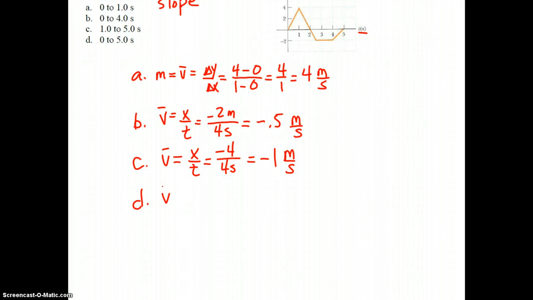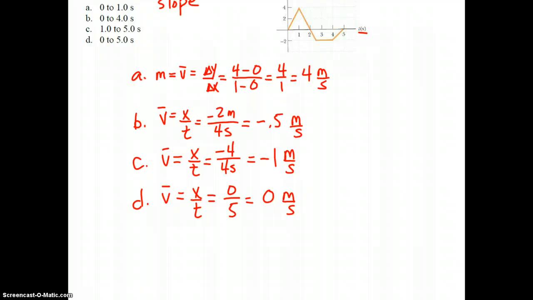And lastly in D, we're asked to do from 0 to 5 seconds. Again, we're doing the same thing here because we don't have a straight line the whole way. So from 0 to 5 seconds, we have no displacement during the 5 seconds. So our average velocity is 0 meters per second. Okay? And obviously through discussion in class and any questions you have, there'll be more on that.